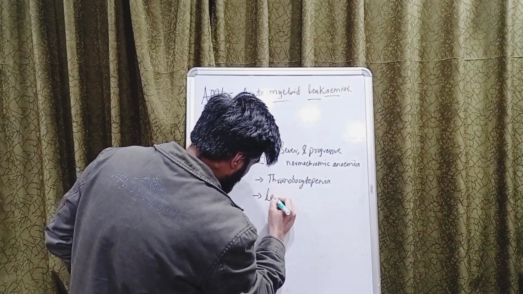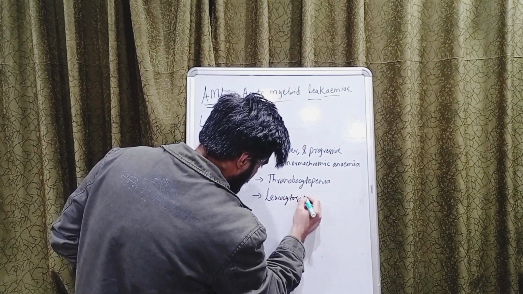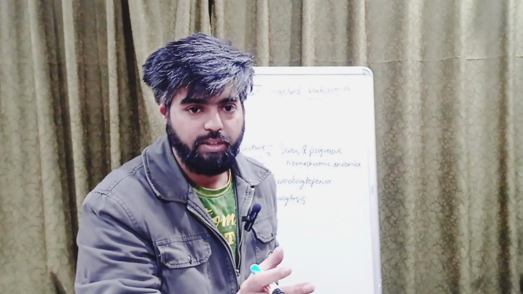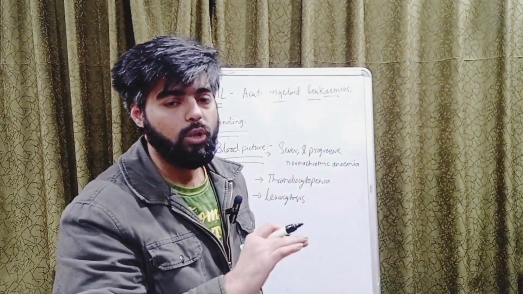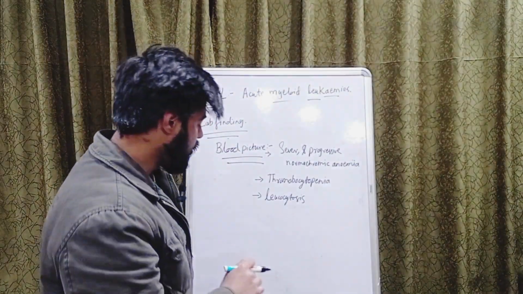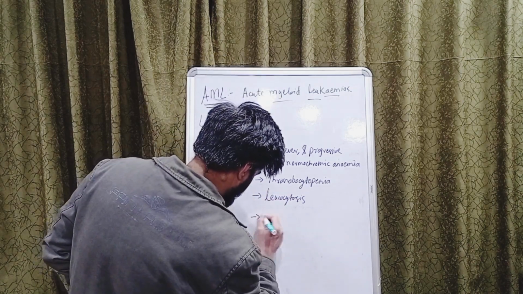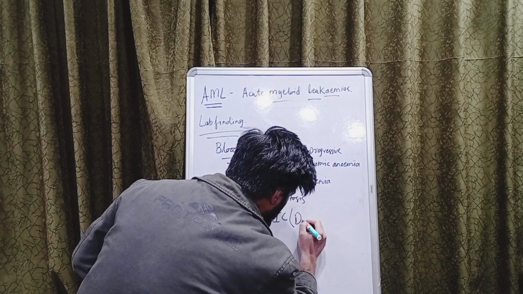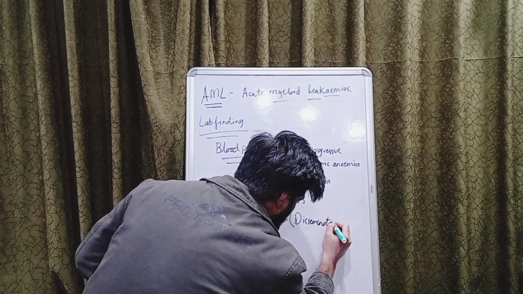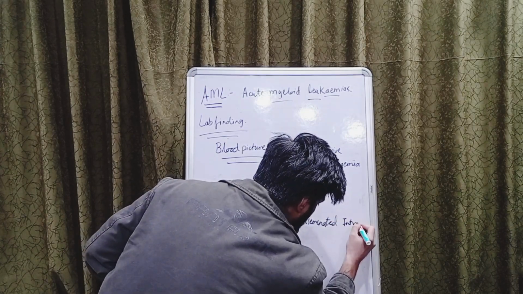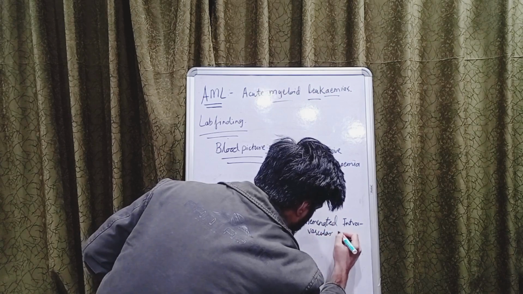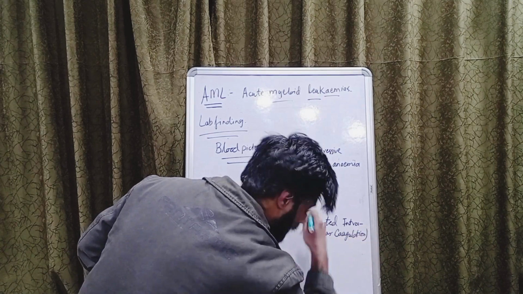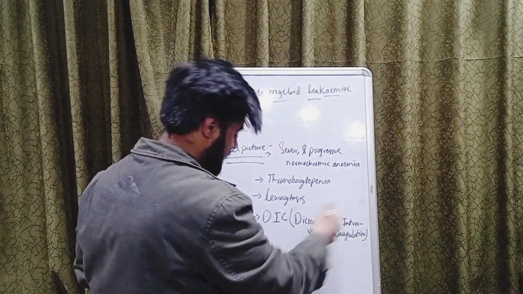Next, leukocytosis. Leukocytosis means increase in WBCs. WBCs always play a very important role in fighting and combating infections. If there's an abnormal count, whether high or low, it's very difficult to fight an infection. Fine. So leukocytosis and DIC. Now you will say, what is DIC? DIC means disseminated intravascular coagulation. You will learn it in the next topic. After finishing this whole leukemic part, we will discuss what DIC is.